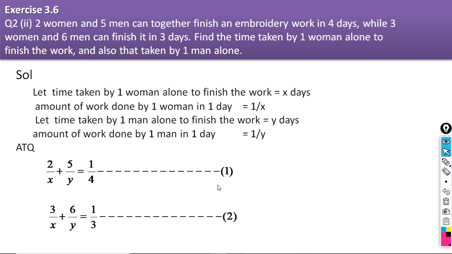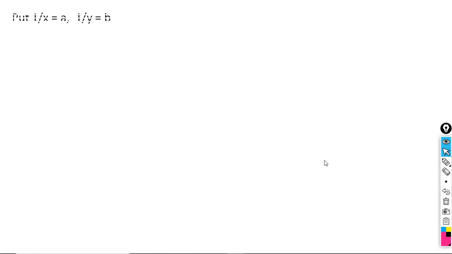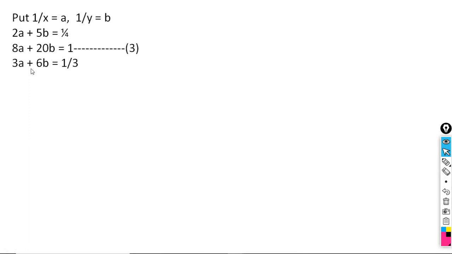Now we solve this equation by substituting 1 by x as a, 1 upon y as b. We get the equation 2a plus 5b is equals to 1 by 4. By cross multiplication you will get this equation. Similar to the second equation, 3a plus 6b is 1 by 3. By cross multiplication you get 9a plus 18b is 1. Now in the equation number 3 we are going to multiply with 9, and equation number 4 we will multiply with 8. Then we do subtraction.